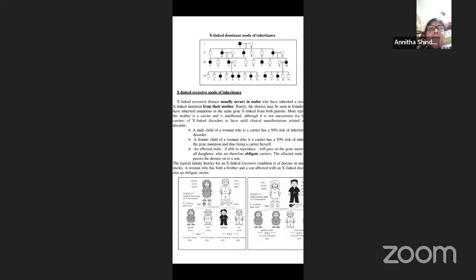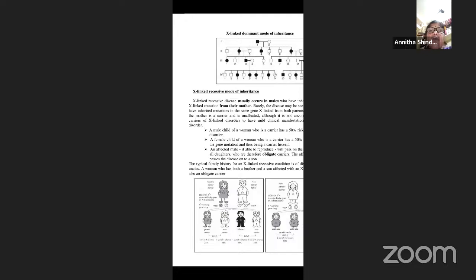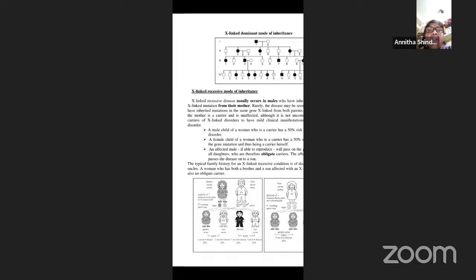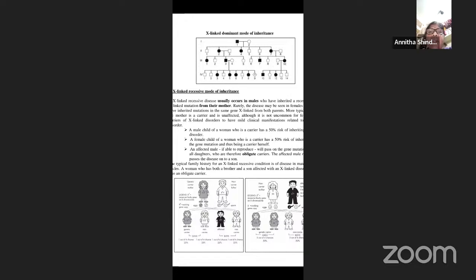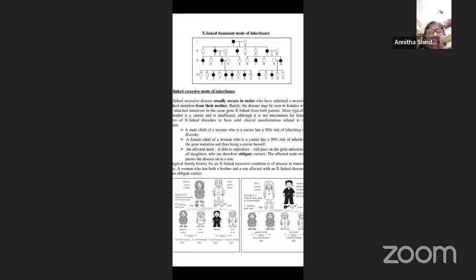Next you have the sex-linked recessive mode of inheritance. In this mode, the disease usually occurs in males, who have inherited a recessive X-linked mutation from their mother. So what are the characteristic features? A male child of a woman who is a carrier has a 50% risk of inheriting the disorder.